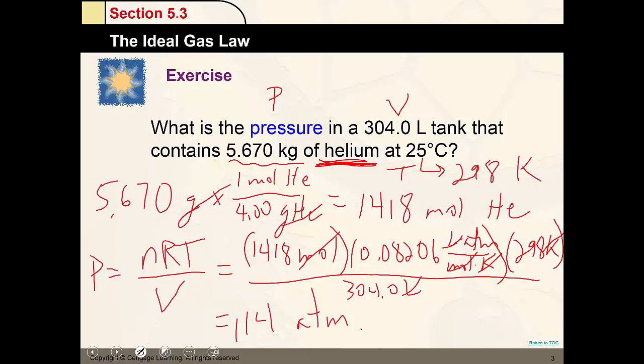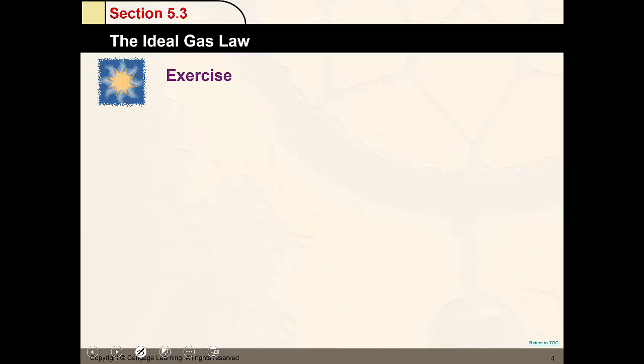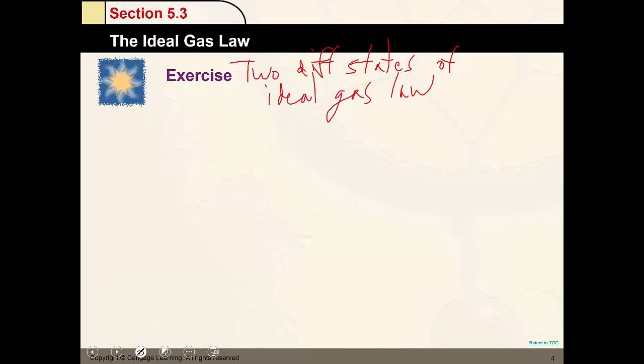Okay, so you should be able to use this ideal gas law for any of these variables, and you should also be able to use this for 2 different states. So add this to the back of your notes. So if we have 2 different states of the ideal gas law.